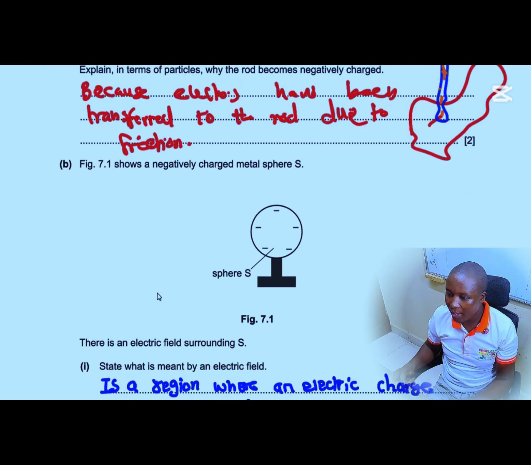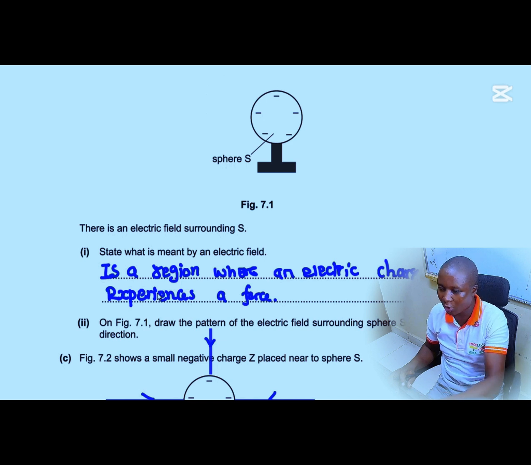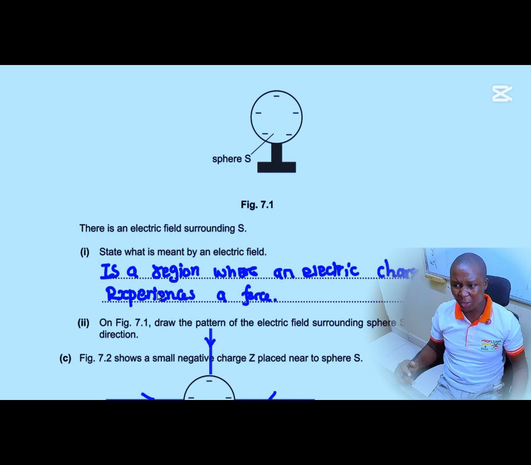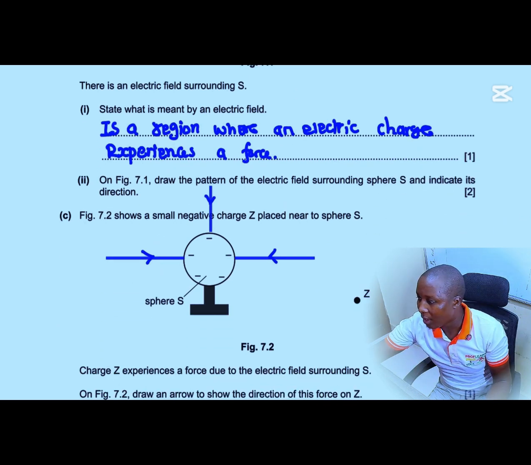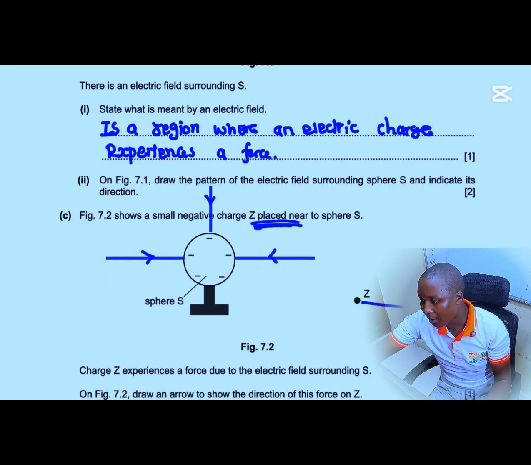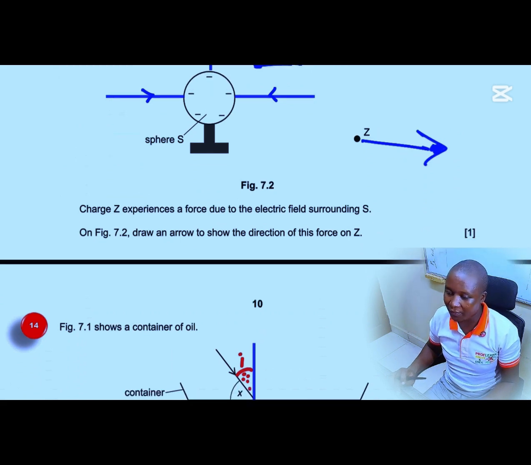We have a negatively charged metal sphere, and state what is meant by an electric field. In case they ask you such a question, just respond by saying that this is the region where an electric charge can experience a force. A negative charge near the sphere will experience a repulsive force, so it will move away. It will move away at a very, very high speed.